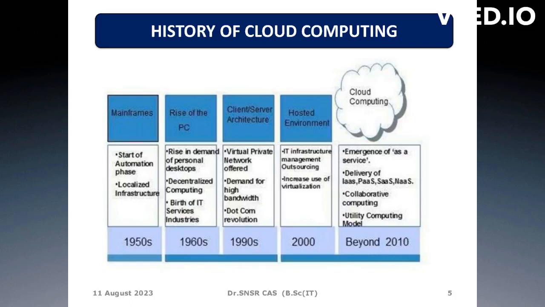Then came beyond 2010 and now 2020. It is the emergence of cloud as a service, that is platform as a service, infrastructure as a service, software as a service, like that. Networking could also be provided as a service. So collaborative computing and utility computing model came into existence. So this is the history of cloud computing.